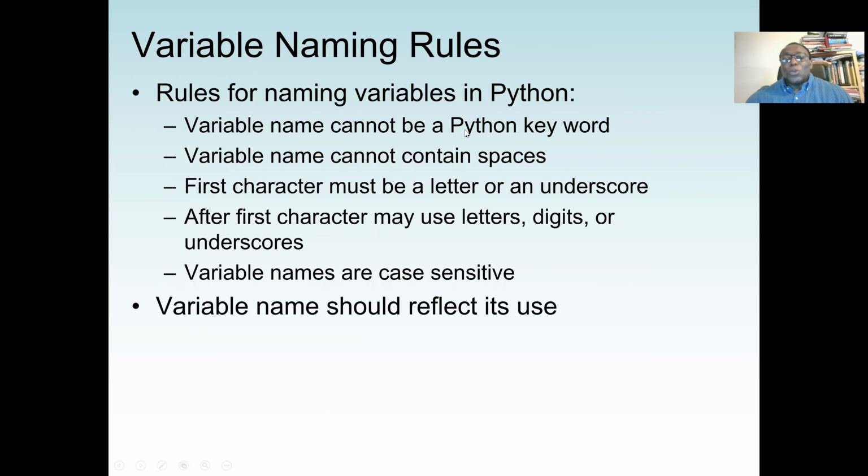So first of all, we make sure we are not using a keyword, or we also use the term reserved word. Also, the variable name cannot contain a space. So there's no space in the variable name. The first character must be a letter or underscore. We cannot start with a digit. After the first character, we may use letters, digits, or underscores. So based on this rule, a variable name or any identifier's name in Python consists of letters, digits, and the only symbol we have is the underscore.